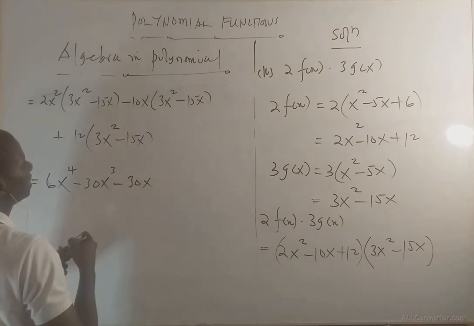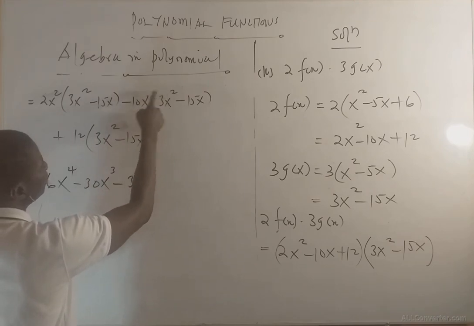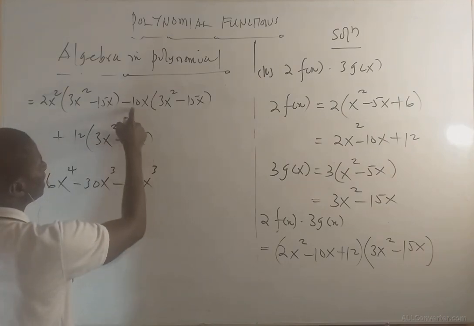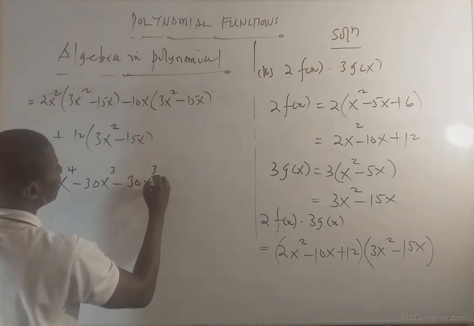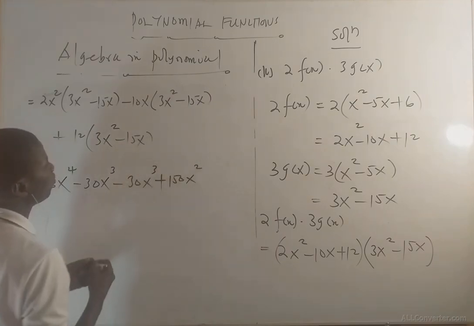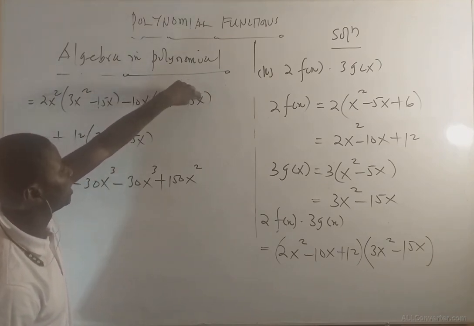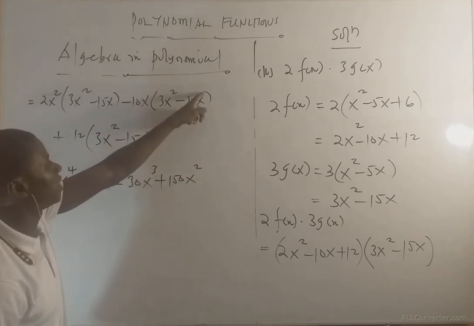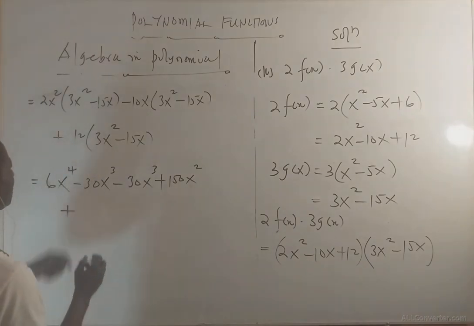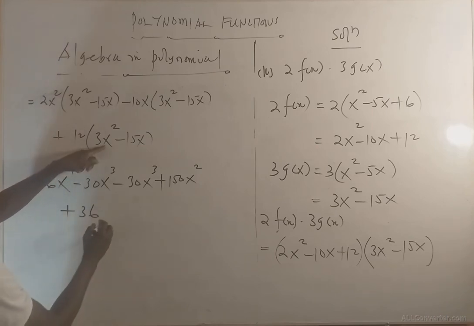Then we have x exponent 1, and this is x exponent 2. So we add the exponents together when one of the x is kept constant. So 1 plus 2 will give us 3. Then minus 10 times minus 15 will give us plus 150. So 150x, this will be exponent 2. Why is it exponent 2? The x here has exponent 1, the x here has exponent 1. So when we keep one of the x constant, we add 1 to 1, and that will give us 2. Okay, then plus, we have 12 times 3, and that will give us 36x exponent 2.